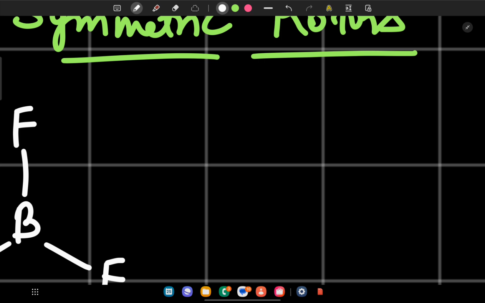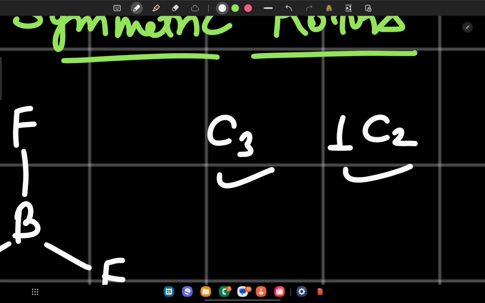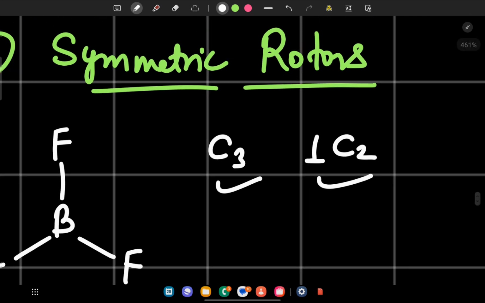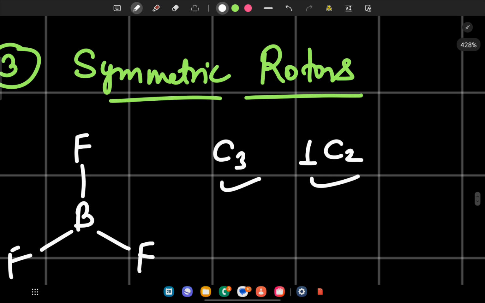Which is the axis? Is it C3? So we have C3 axis present as the principal axis. Then what do we have? We have perpendicular C2 axis also present in this particular molecule. So what exactly happens? There are two types of axis present. How many C2 axis are present? There are 3 C2 axis present. Yes, 3 C2 perpendicular axes are going to be present.